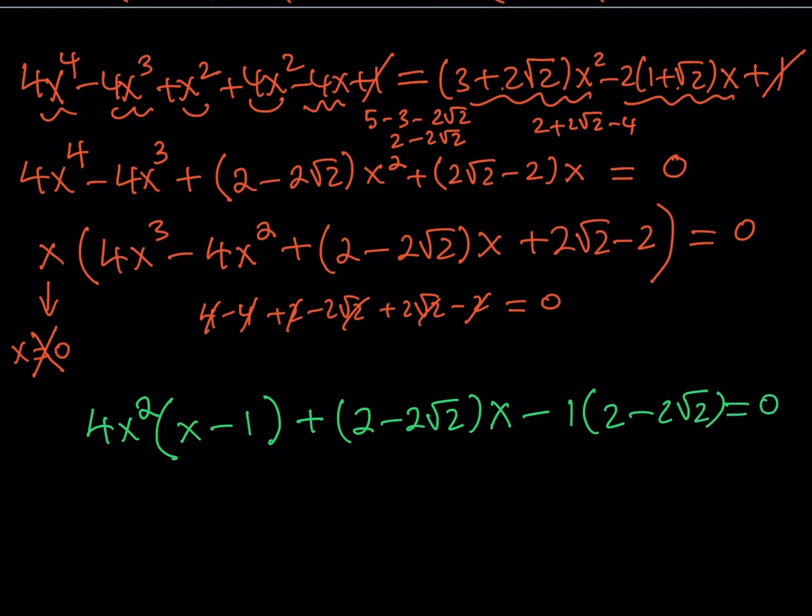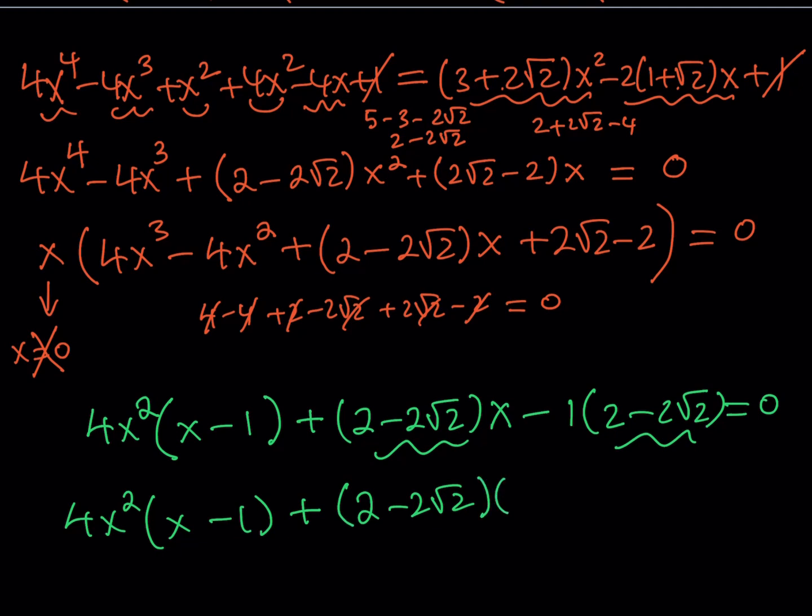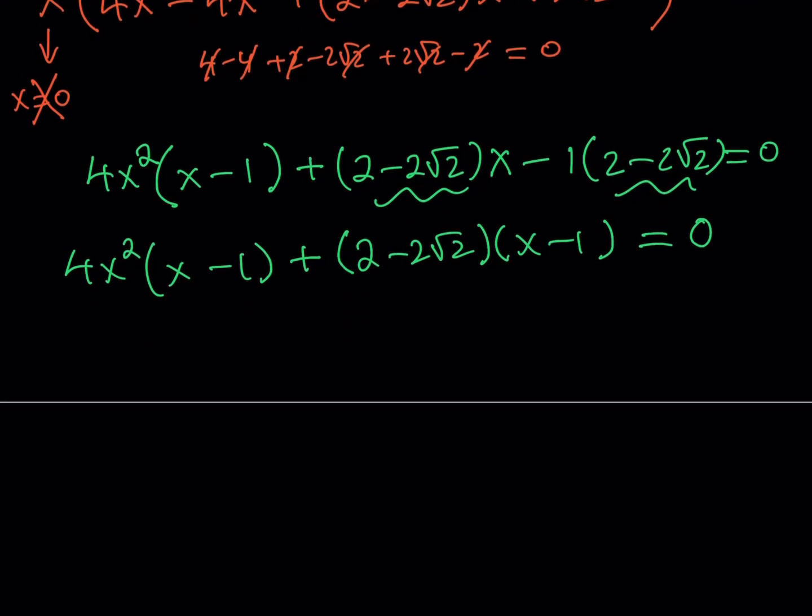Now look at this. We have a common term, and then we get x minus 1 from there. Awesome. Everything is awesome. So now we get 2 minus 2 root 2 multiplied by x minus 1. I told you it's going to have a really, really nice ending, right? We're nearing the end. Let's see what happens here. x minus 1 out. And now what do we have in the other one? 4x squared plus 2 minus 2 root 2 is equal to 0.